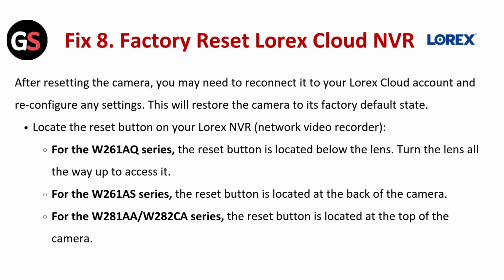For the W261AQ series, the reset button is located below the lens. Turn the lens all the way up to access it. For the W261AS series, the reset button is located at the back of the camera. For the W281AA or W282CA series, the reset button is located at the top of the camera.